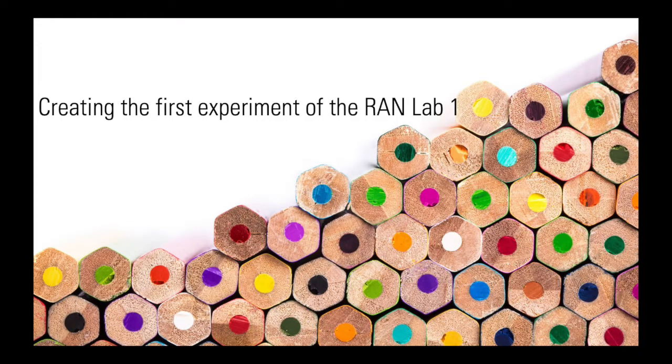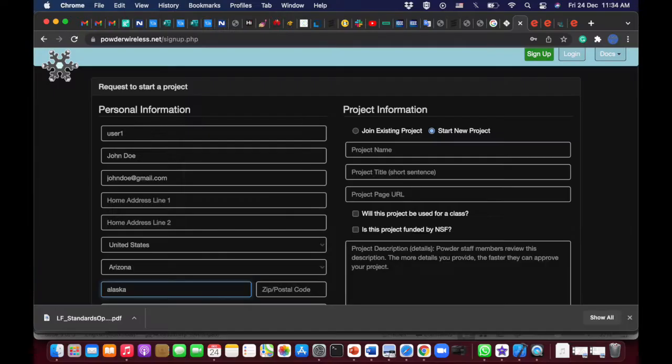Then I went to powderwireless.net. I gave them my information, created a new user, and added an SSH key to this platform. After that, I was able to create my first experiment of the radio access network.